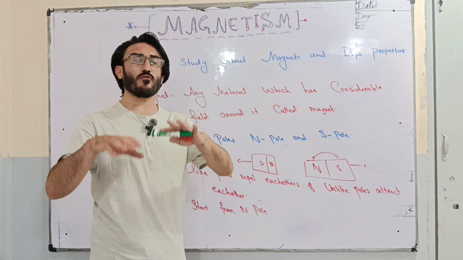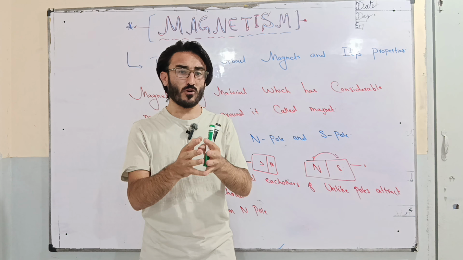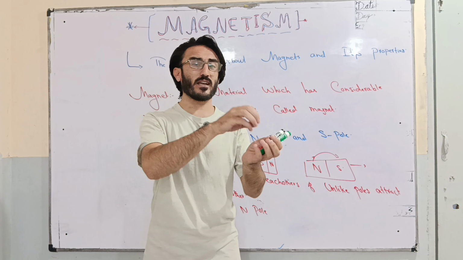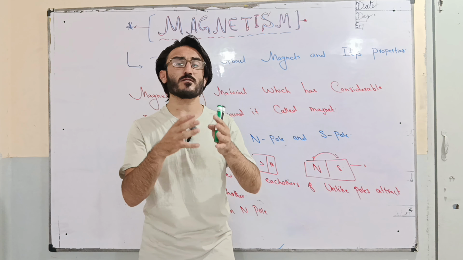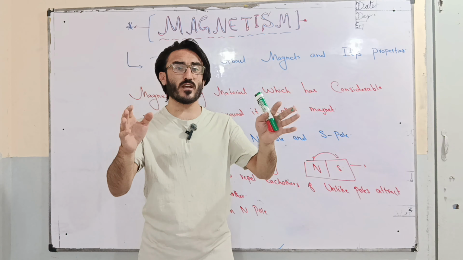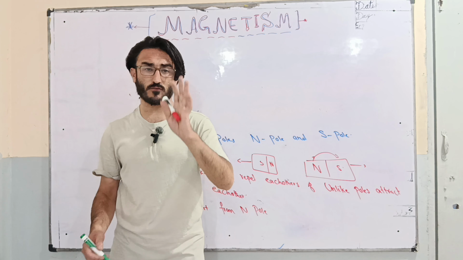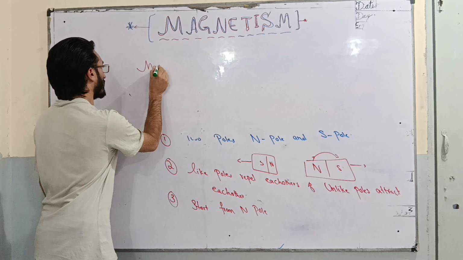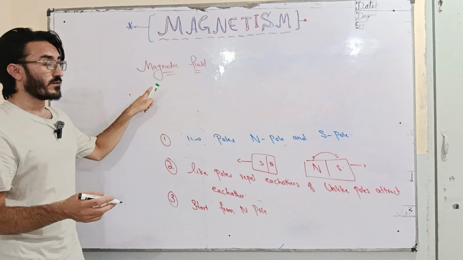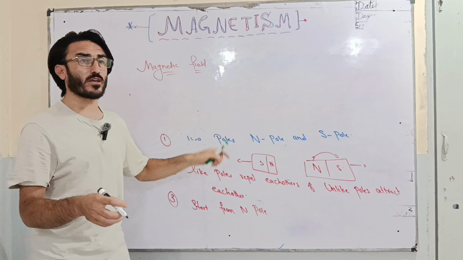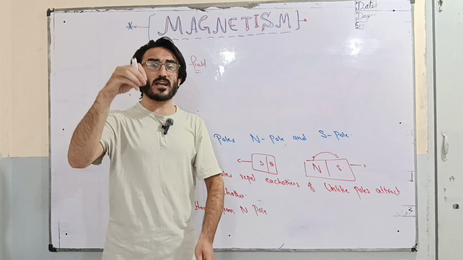Suppose we have a magnet, how can we represent the magnetic field? How can we know, for example, that some magnet attracts another magnet? Because every magnet has some magnetic field. What is meant by magnetic field? Magnetic field is the region, the space around the magnet. Magnetic field is the region around the magnet where other magnets experience magnetic force.